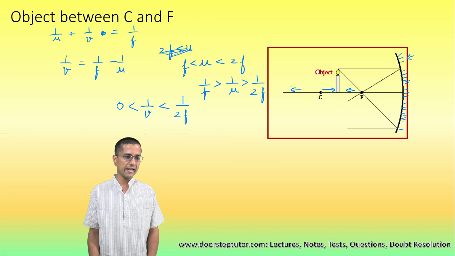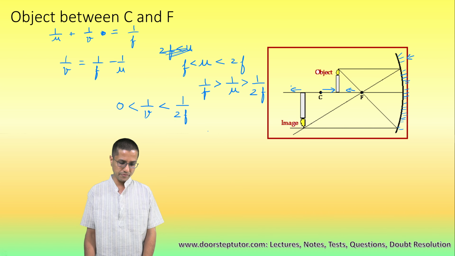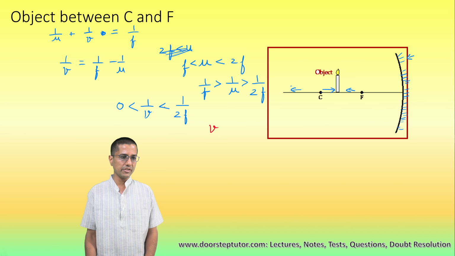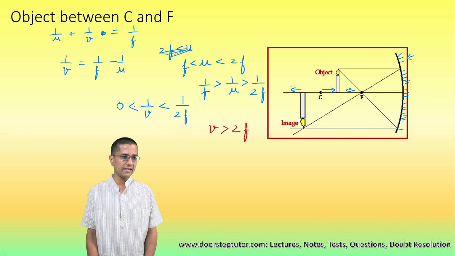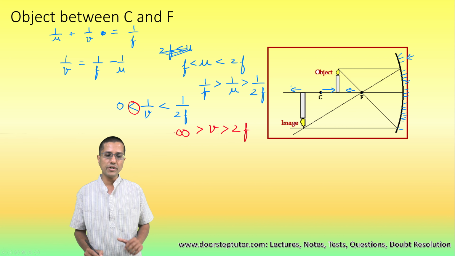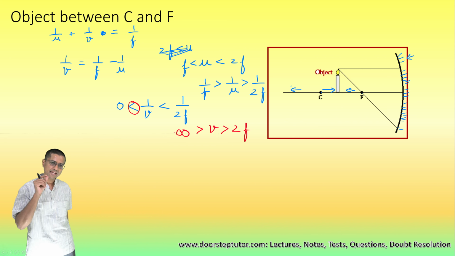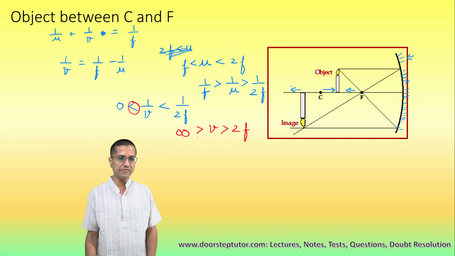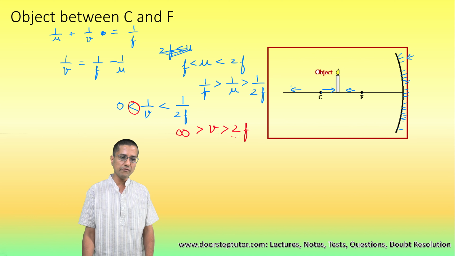Now I can again do the sign inversion that I did before. So what do I get from there? If I invert the sign, this sign would become greater, this will become 2f, and this sign will also become greater because I am taking the reciprocal. When I take reciprocals, I have to invert these signs. And the reciprocal of 0 is of course infinity. So what does that mean? It means that my image distance is less than infinity but greater than 2f. It is always greater than 2f.